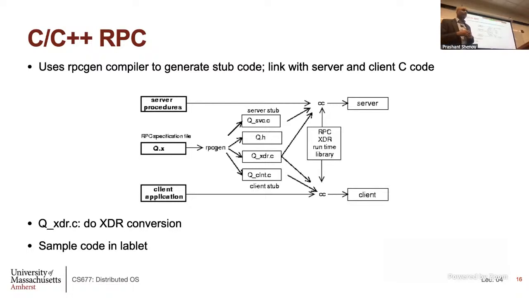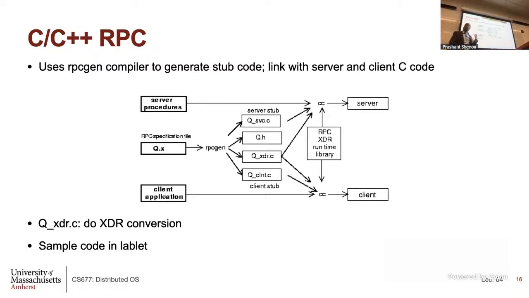We'll be encountering this later on in the course as well when we talk about distributed file systems which use RPCs, and they specifically use C and C++ RPC. And the lablet actually has code for whatever I'm showing you here. So even though you will not write any code, you will still compile that code and try it and make sure you understand how it works. But this is the general process.